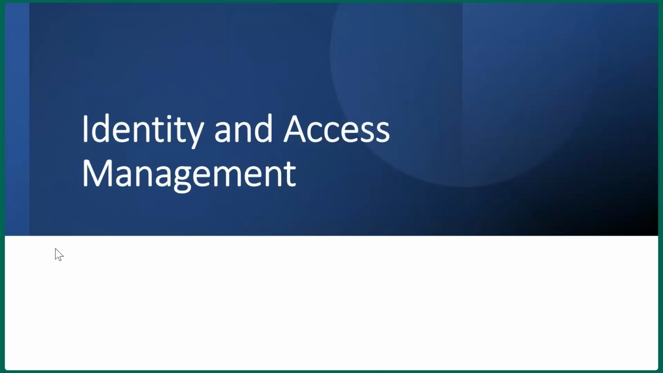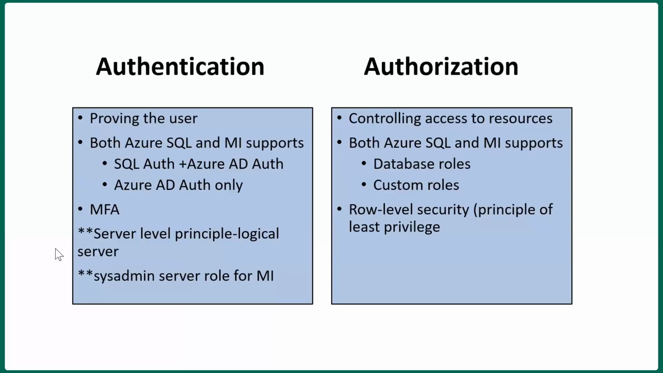Now let's talk about the next layer of security, identity and access management. Identity and access management is all about authentication and authorization. Authentication is when you are trying to connect to the Azure portal and you are proving that you are the authenticated user. Authorization is when you are proving that you are the authorized person trying to access the resources themselves, like databases, tables, and whatnot. So let's talk about authentication.